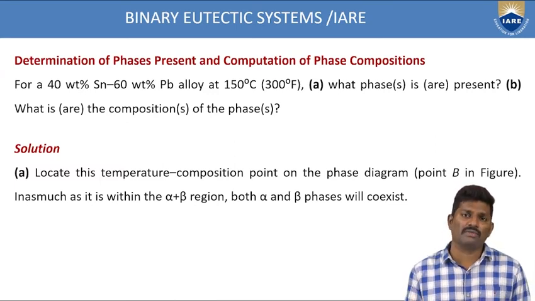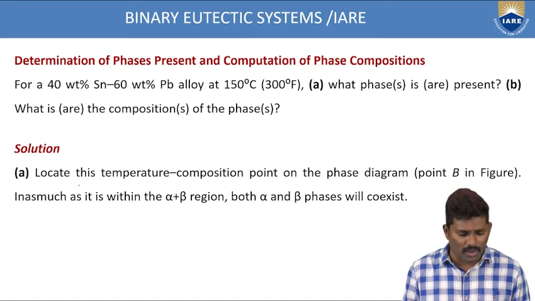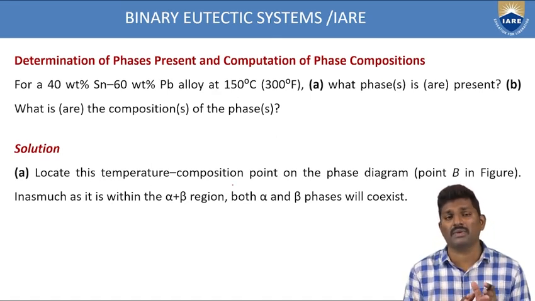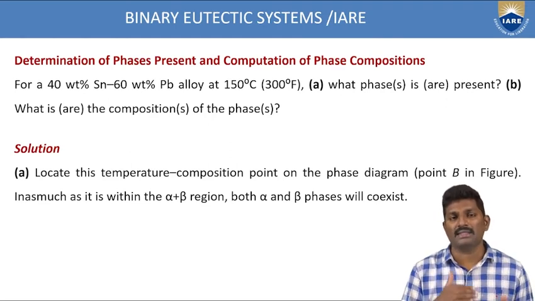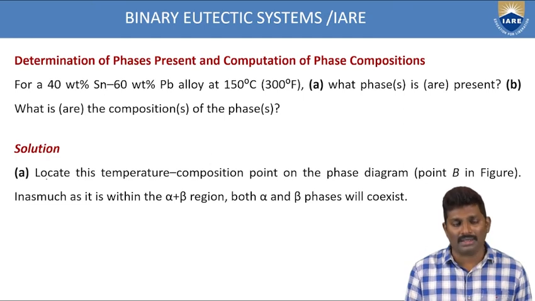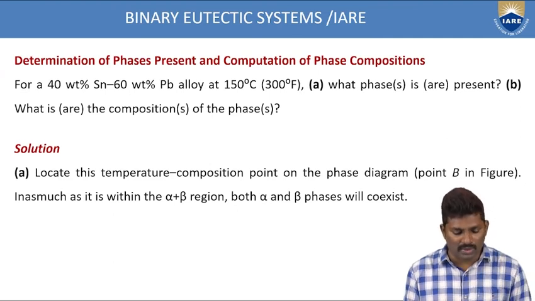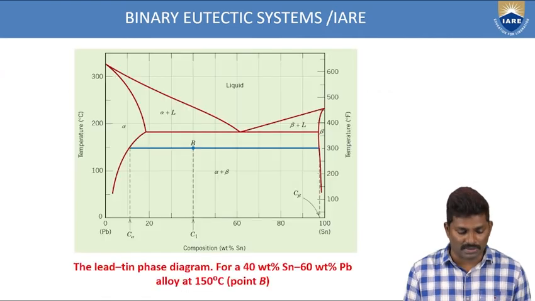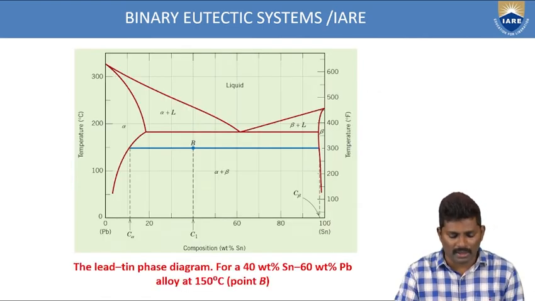Now coming to the solution of this problem, locate this temperature composition point on the phase diagram. First, you have to draw the x and y axes. The x axis represents the compositions of lead and tin, and the y axis represents the temperature. We have to show what region is existing between these two compositions.